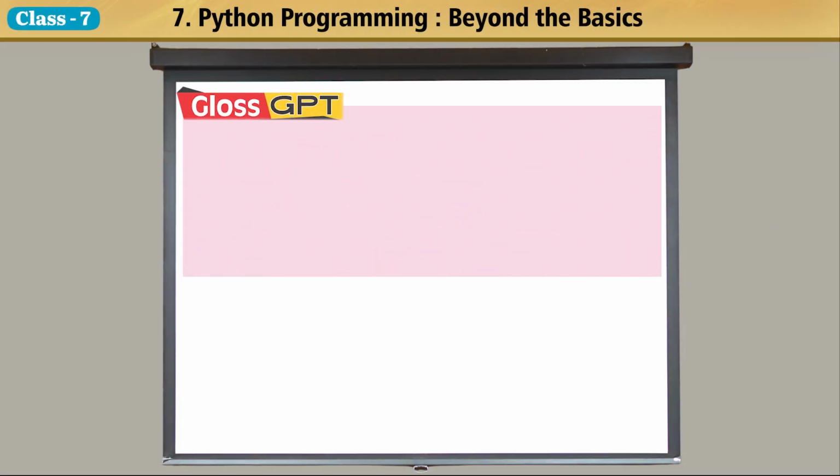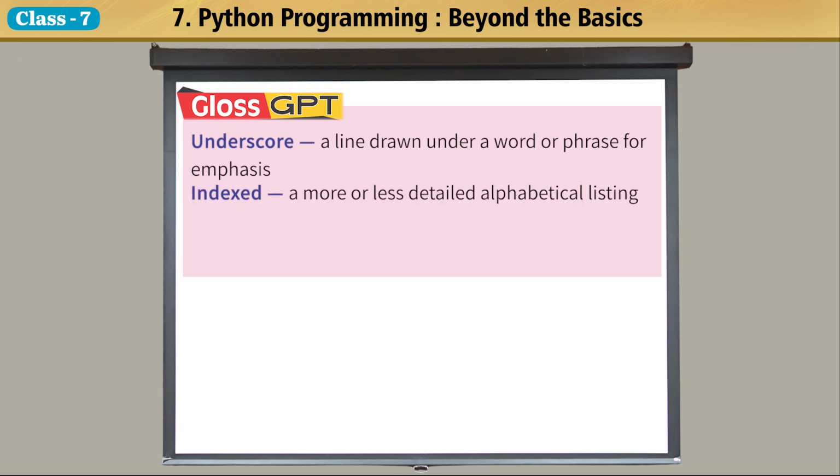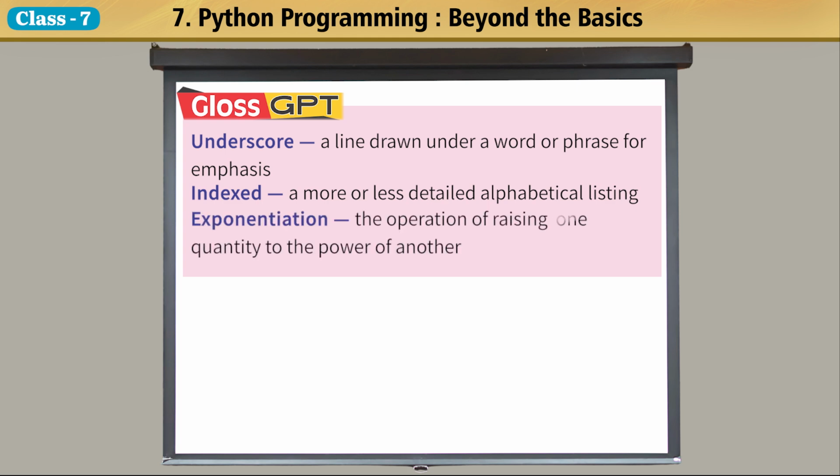Glossary. Underscore, a line drawn under a word or phrase for emphasis. Index, a more or less detailed alphabetical listing. Exponentiation, the operation of raising one quantity to the power of another.